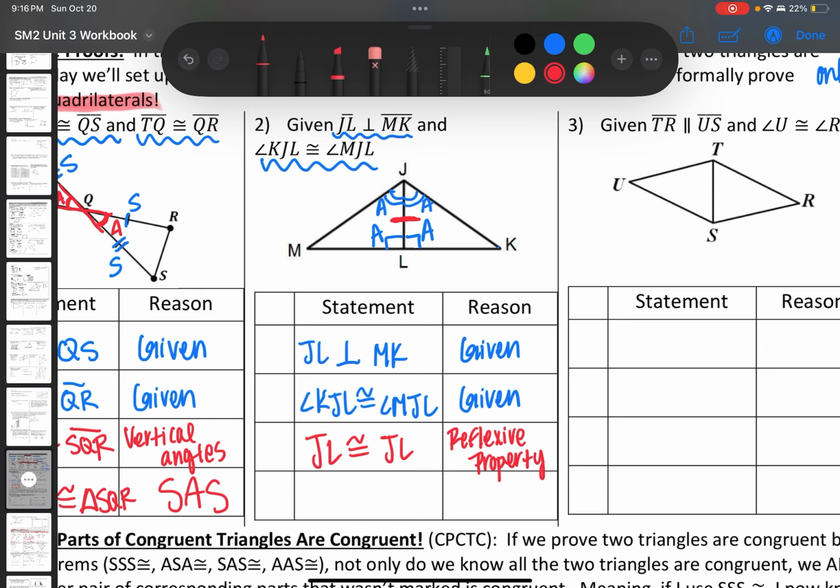Reflexive property means that when two triangles share a side, I know that they're congruent because they are the same. They overlap each other. They share a side. So I just showed that these two triangles are congruent. So triangle MJL is congruent to triangle KJL, by looks like we have angle, side, angle here.